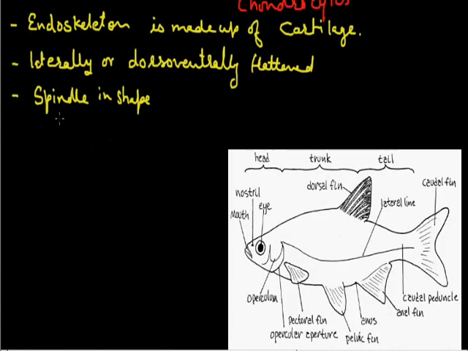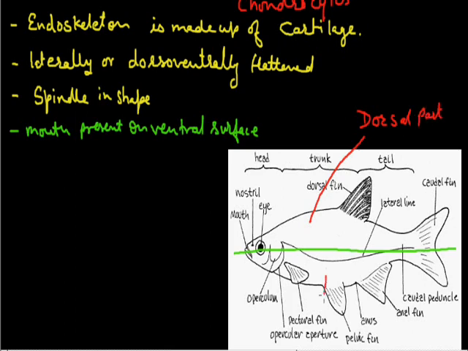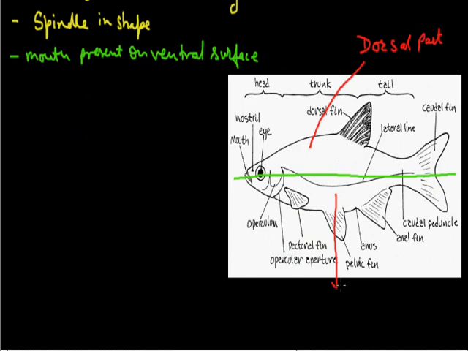In the case of cartilaginous fishes, the mouth is present on the ventral surface. Ventral surface means the animal has two surfaces of the body. This is the middle line of the animal, which divides the animal into two parts. The upper part of the animal body is called the dorsal part, and the lower part is known as the ventral surface.